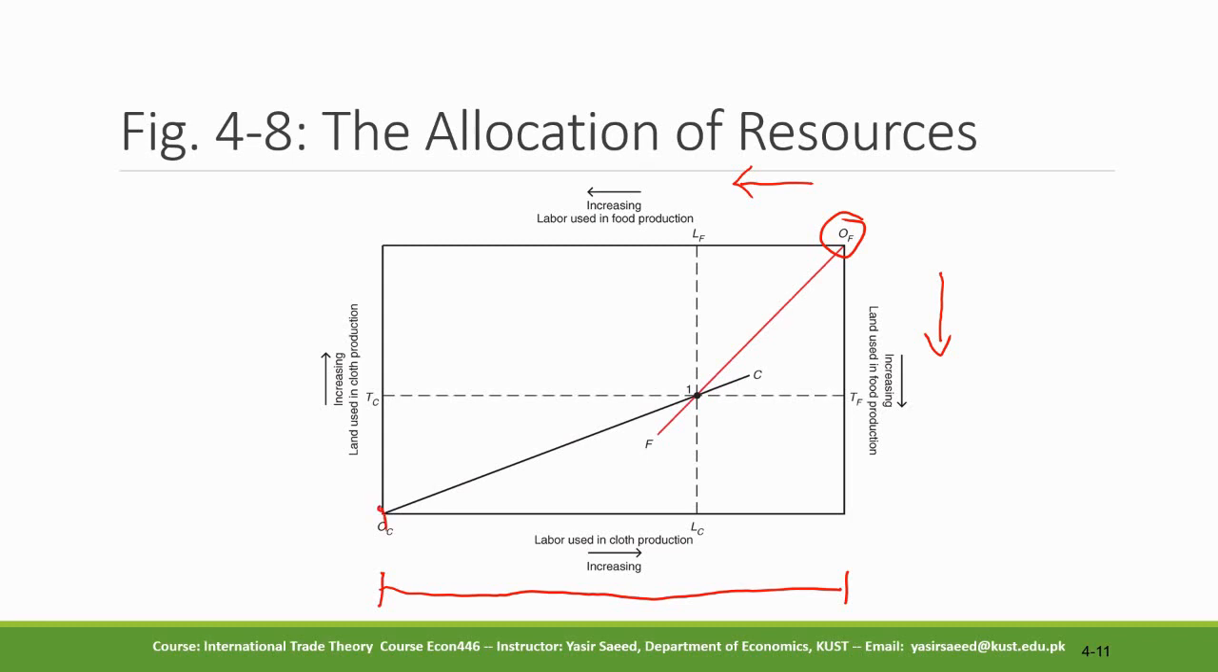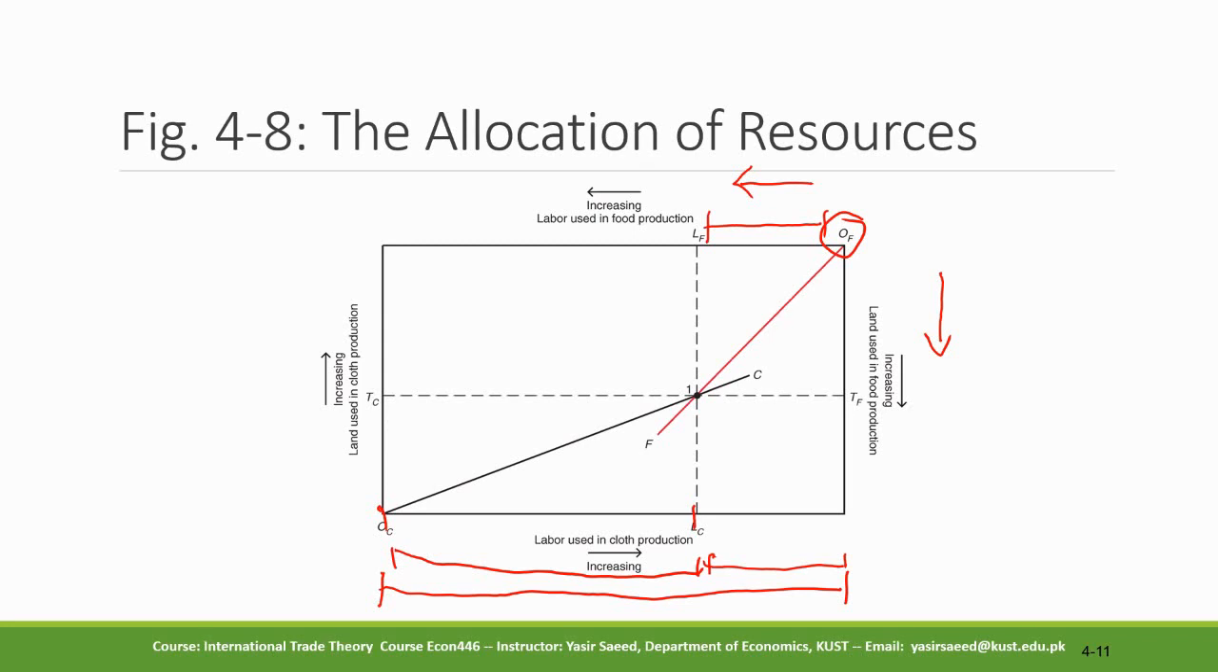From the origin up to the LC, this is the amount of labor. This amount of labor has been allocated to the cloth sector. But what about the remaining labor that starts from OF to LF? That much amount of labor is allocated to food.